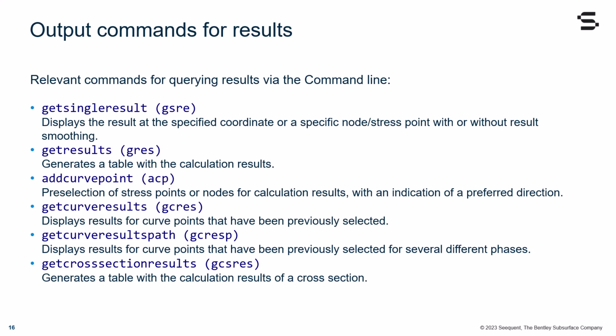Get curve results. This command allows us to display results for curve points that have already been selected. Get curve results path. This one displays results for curve points that have already been selected, but for several different phases. Get cross-section results. Finally, this command generates a table with the calculation results of a cross-section. Let's see them in more detail.